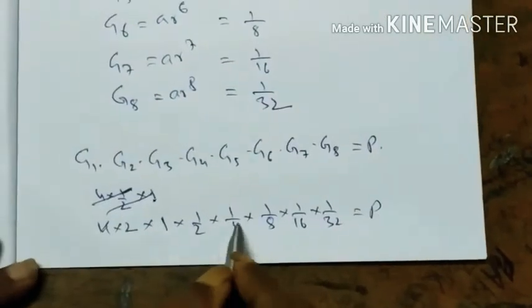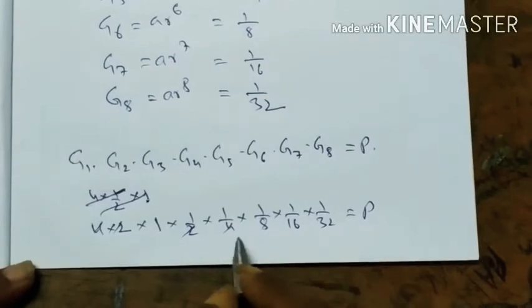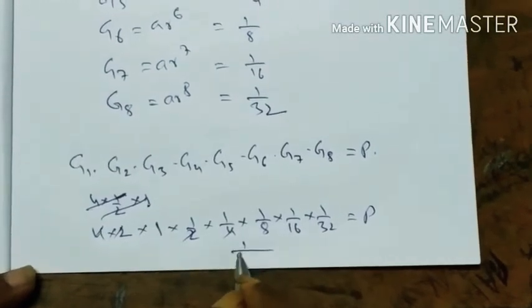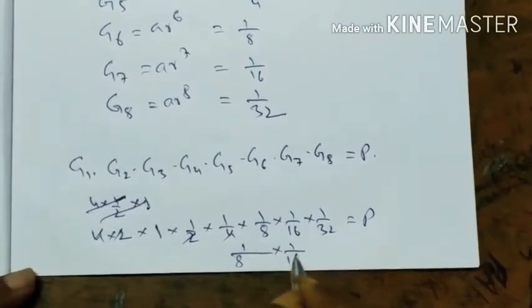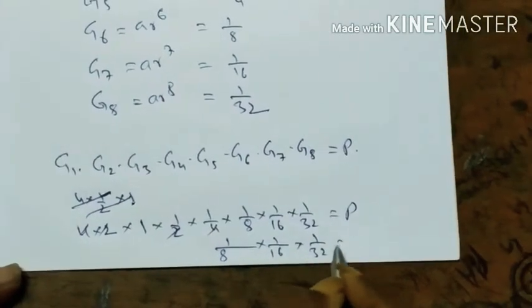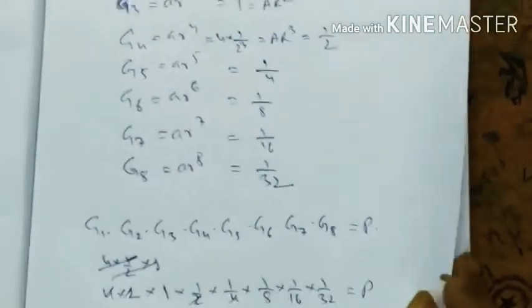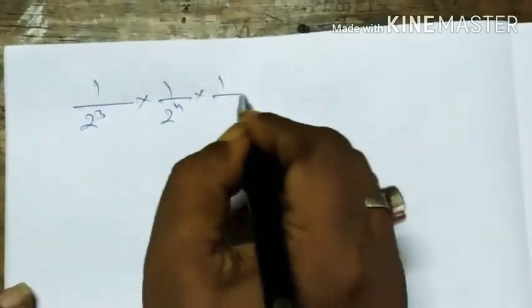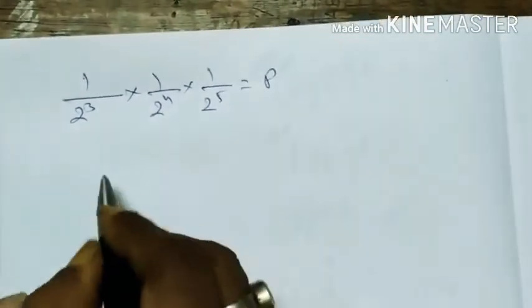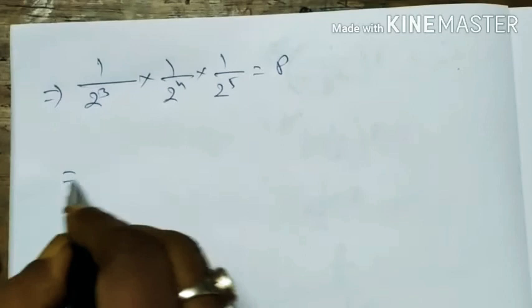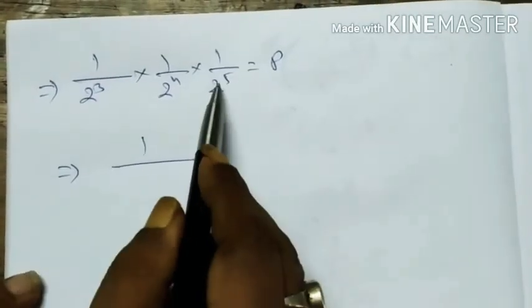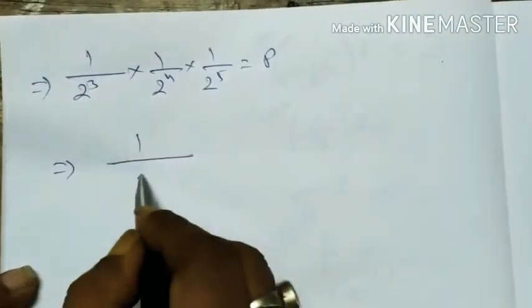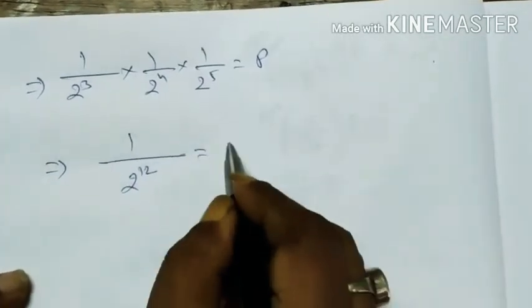So this 4 cancels out, this 2 cancels out. So 1 by 8 into 1 by 16 into 1 by 32 is equal to P. So I can write here 1 by 2 cube into 1 by 2 to the power of 4 into 1 by 2 to the power of 5 is equal to P. So this will become 1 by 2 to the power of 3 plus 4 plus 5, that is 12. 2 to the power of 12 is equal to P.